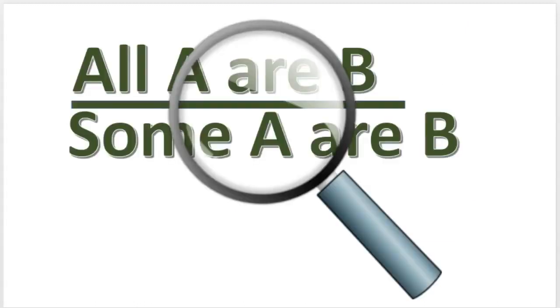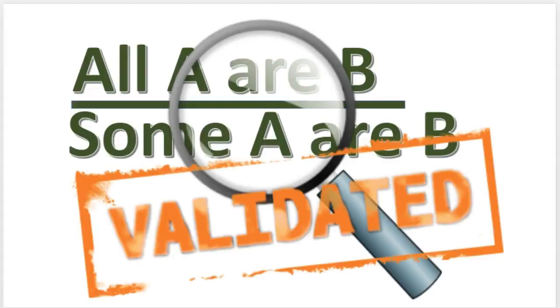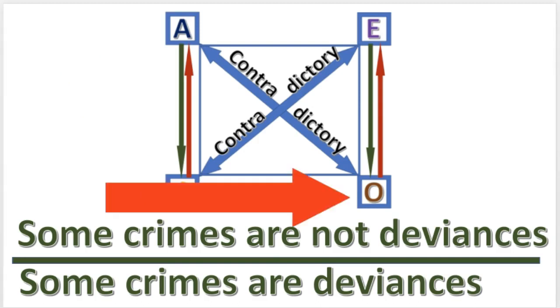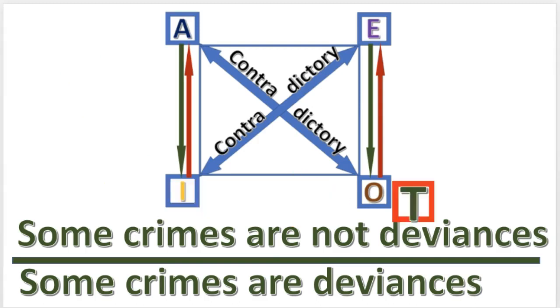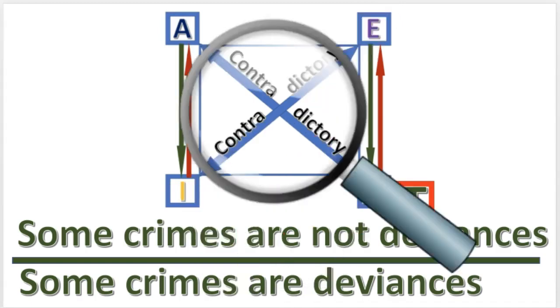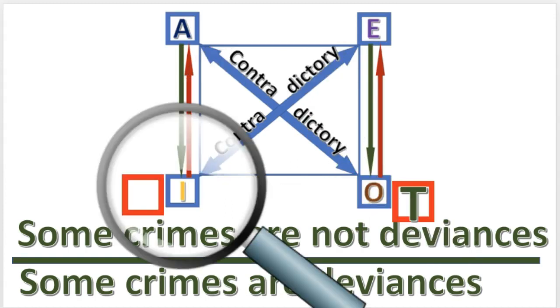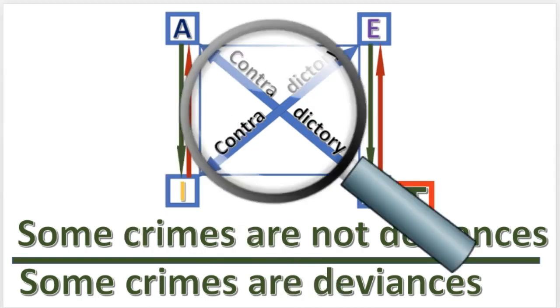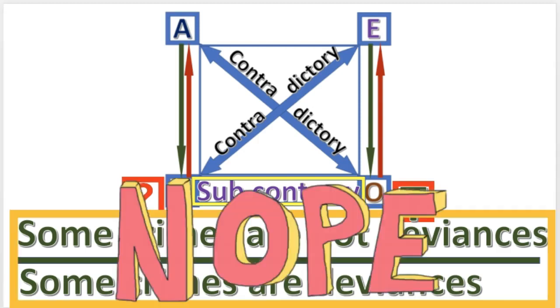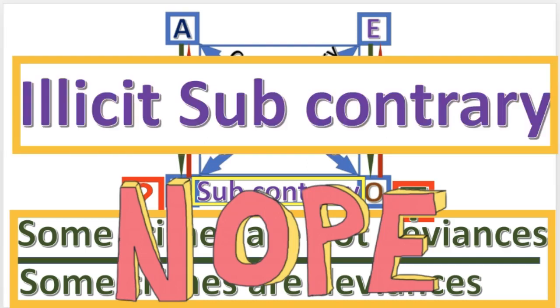Now, let's test an immediate inference for validity. First, we note that the premise is an O proposition. The premise is claimed to be true, so we mark the O proposition as true. Next, we note that the conclusion is an I proposition, so we check the square to see if the I is proven true. But when we check the square by subcontrary, the I proposition has undetermined truth value, so the inference is invalid. The illicit subcontrary fallacy is committed.